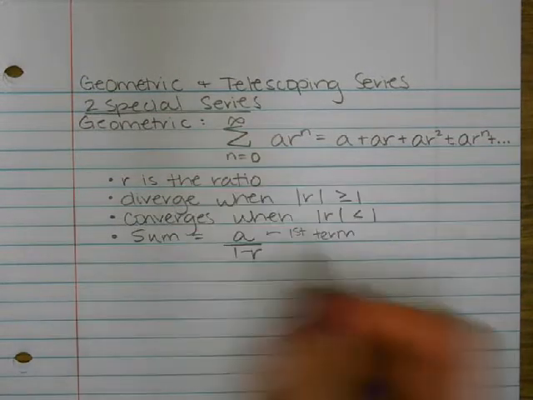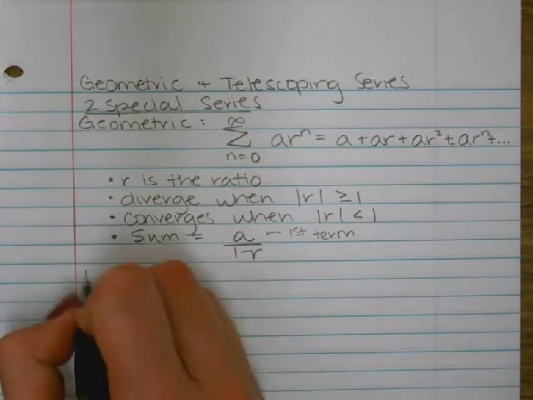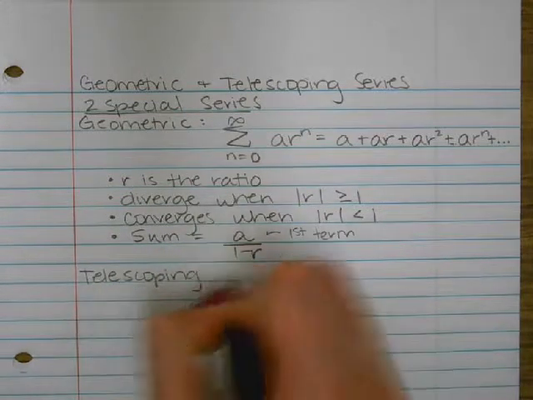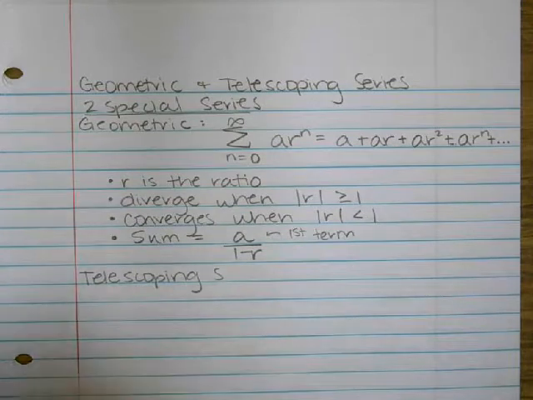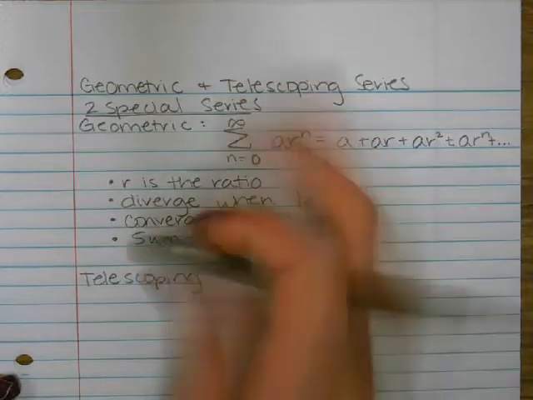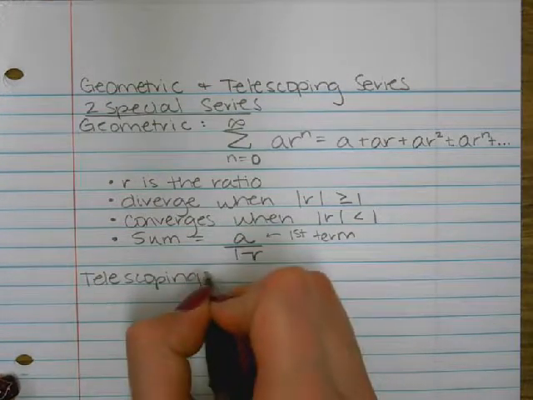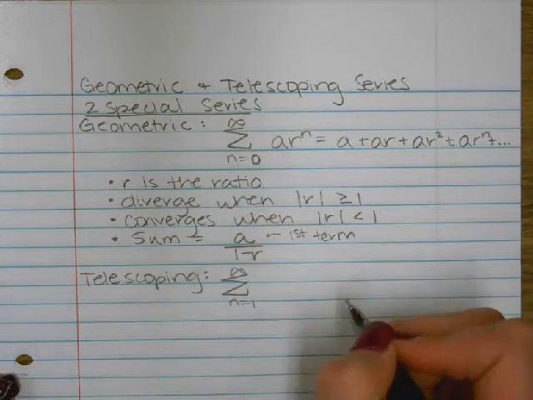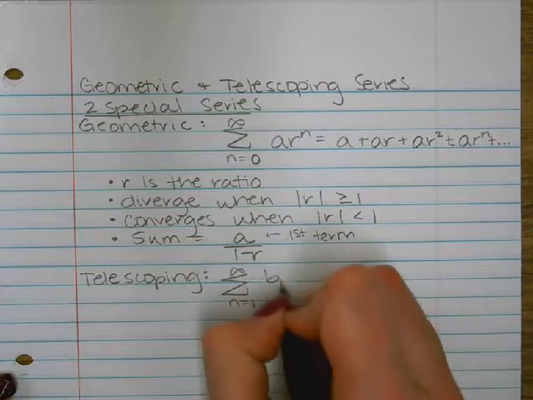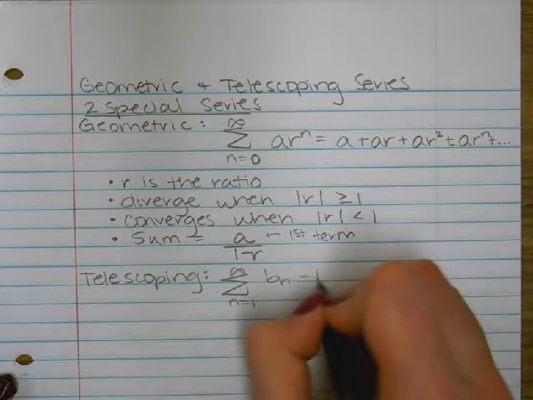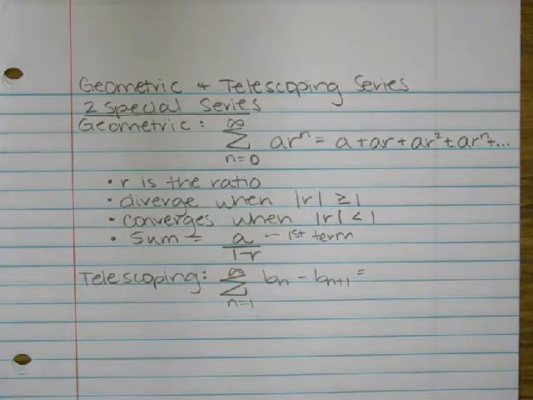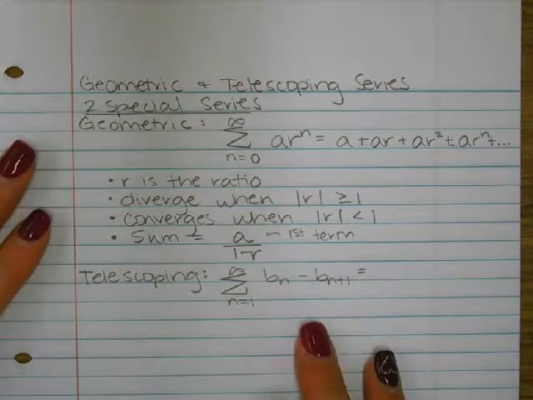So that's geometric. The other special type of series is telescoping, which you might not be familiar with. You might not have seen that at all, and that's okay. So I need to write series here. So a telescoping series, we're going to go ahead and say we're doing the sum from 1 to infinity of b sub n minus b sub n plus 1. And you'll see in a little bit we'll do an example, and it will make a lot of sense how these are going to be pretty easy to work with.